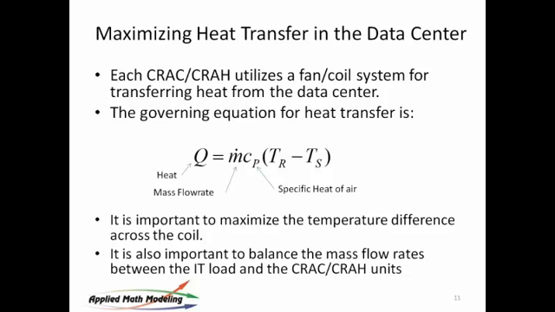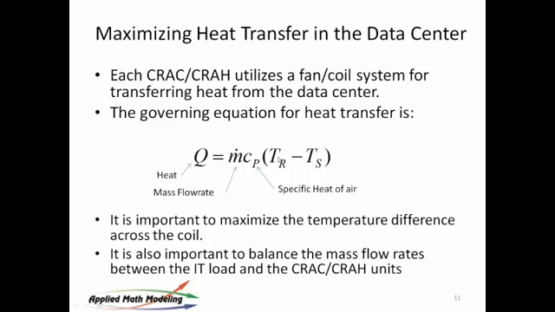So just a quick review of the heat transfer relationship. Heat transfer is mass flow rate times specific heat times delta T. And each device, whether it's a CRAC or a CRAH, uses this. They have a fan coil system. They're transferring heat from the data center, so you want the return temps to be as high as you possibly can. And the delta T here is actually driving, this is the forcing function. This is what drives it, along with mass flow rate.